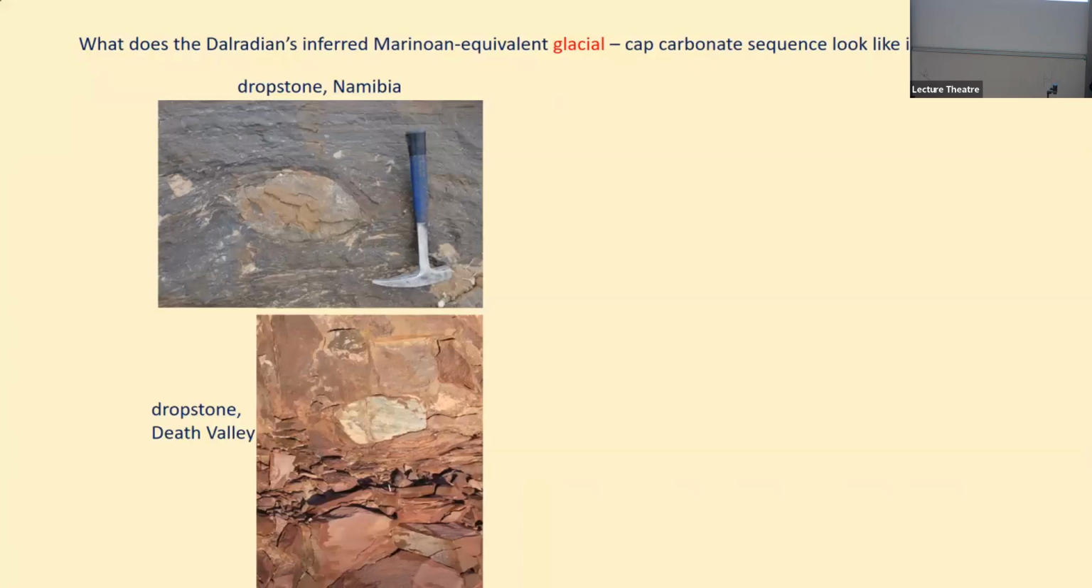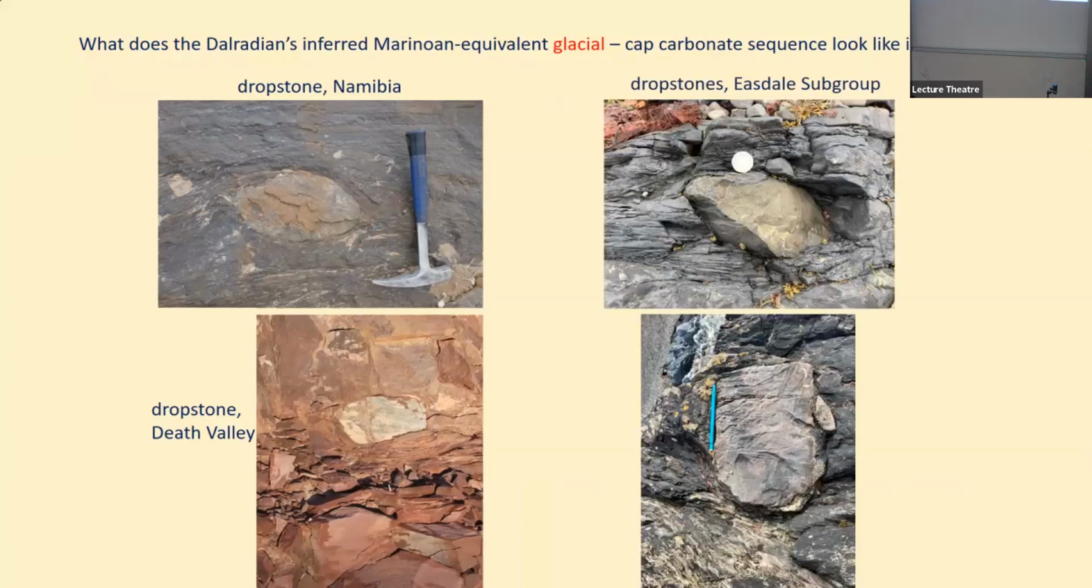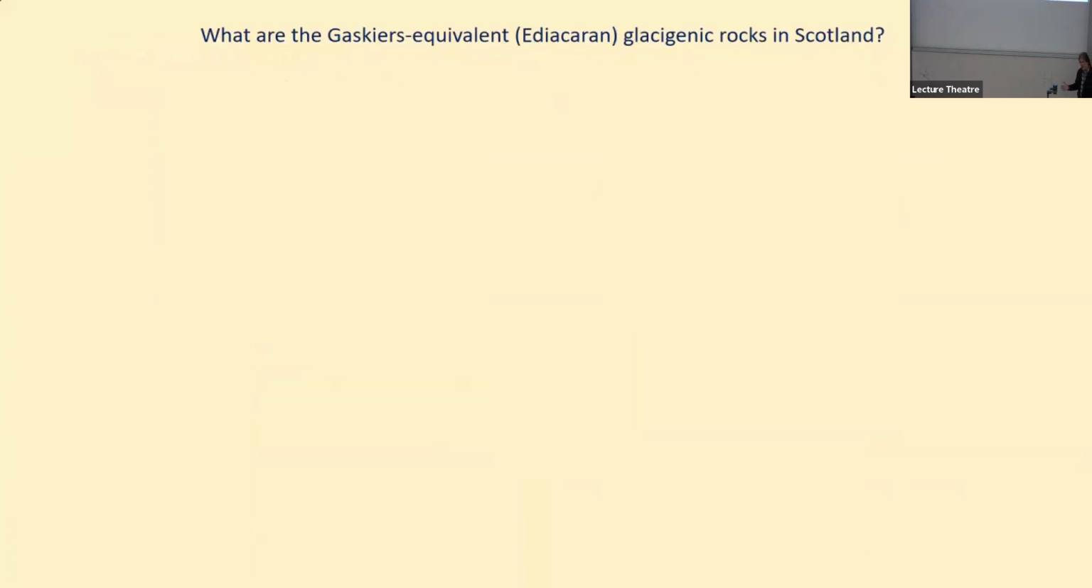If we go to the equivalent interval in the Dalradian, you find drop stones, quartzites and carbonates. This is just below your level of the Ben Lawyers schist. All right. So we have then in Scotland a record of a Maranoan glacial cap carbonate couplet that in every way, shape, and form looks like the Maranoan glacial cap carbonate couplet in basinal facies worldwide.